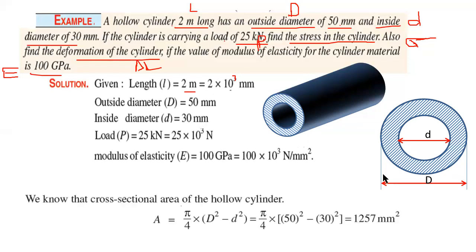So the formula for cross-sectional area of a hollow cylinder equal to pi by 4 into capital D square minus small d square. This is the formula for area. Okay, the cross-sectional area of this hollow pipe equal to 1257 mm square. Here the capital D and small d both are in mm, so the area is also in mm square.